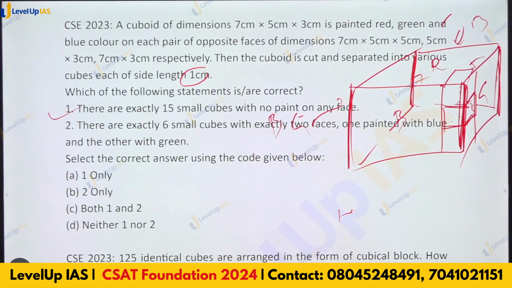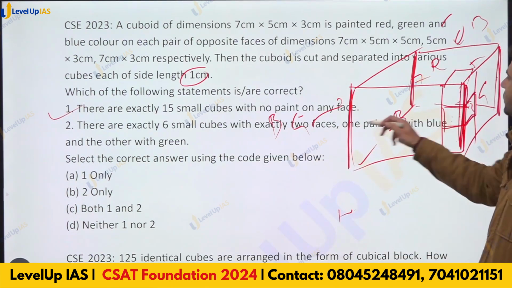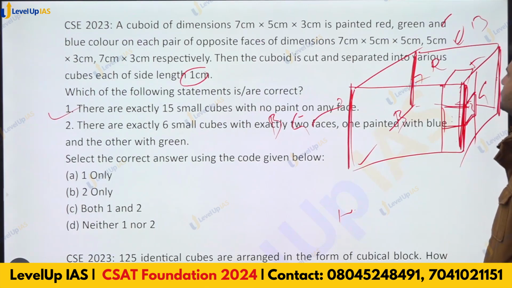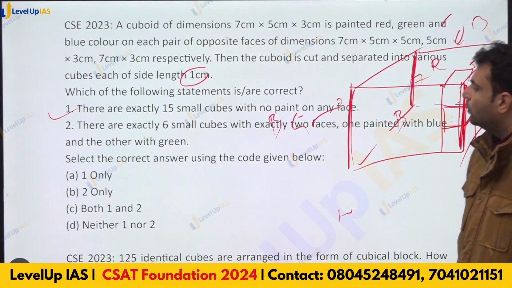Correct? Yes. Yes, green and blue. So 1, 2, 3, 4. 4 cubes are like this, not 6. So answer here is A1 only.